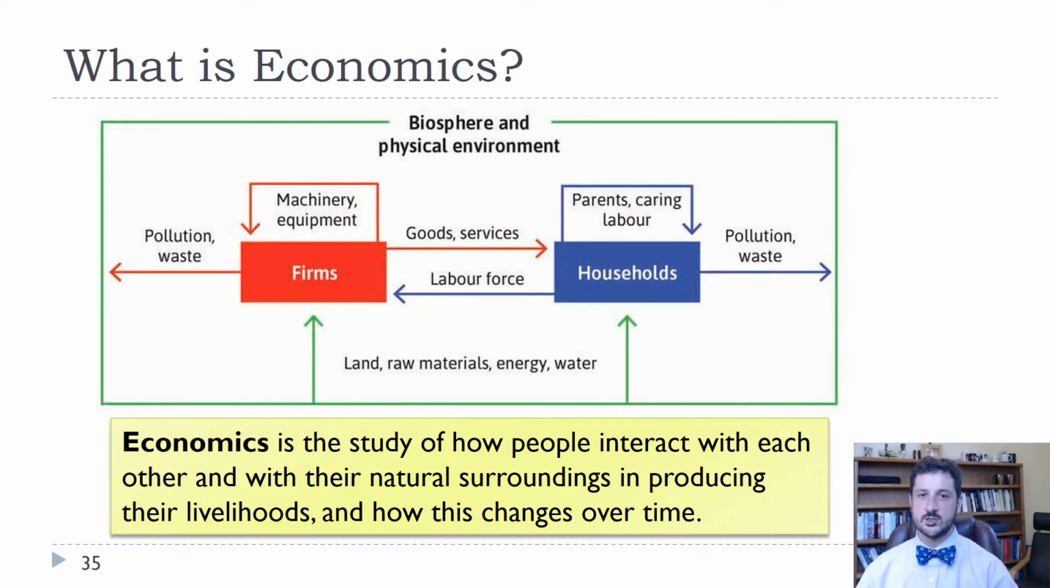Now, what I like about this textbook is that it puts that circular flow diagram into a larger picture, right? The biosphere and physical environment. It shows that we take a lot of things from the biosphere and physical environment, things like land and raw materials and energy and water, and then we put out a lot of pollution and waste. And if we're not taking that pollution and waste into account when we're making our production decisions and our consumption decisions, then we're going to end up with too much pollution and waste, right? And that's one of the things we've seen, and that's going to be one of the challenges that economics has to deal with in the very near future.